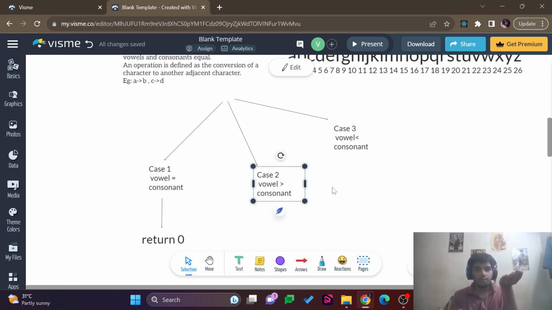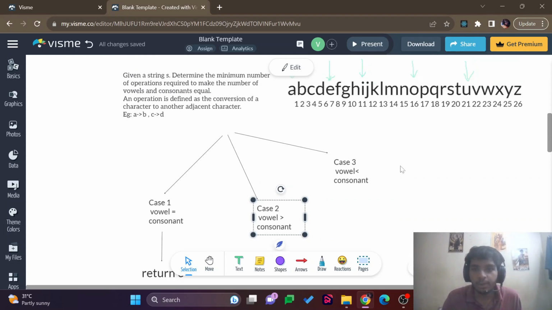So what we need to do is convert vowel to consonant. We have to take one vowel and convert it to a consonant. What we have to keep in mind is that when we convert one vowel to a consonant, the vowel decreases and also the consonant increases. So we keep doing this, which means the vowel keeps decreasing and consonant keeps increasing until they become equal. So the number of conversions will not be vowel minus consonant. It will be vowel minus consonant by 2.